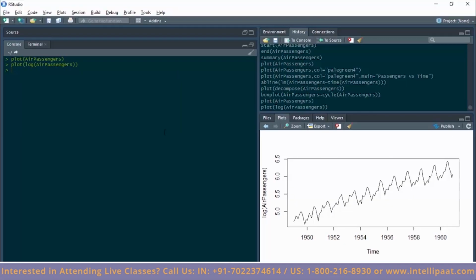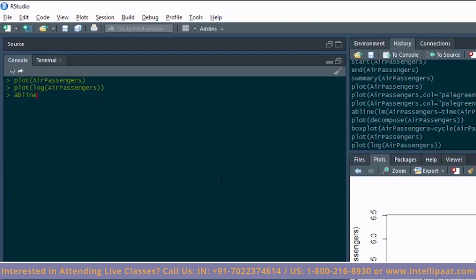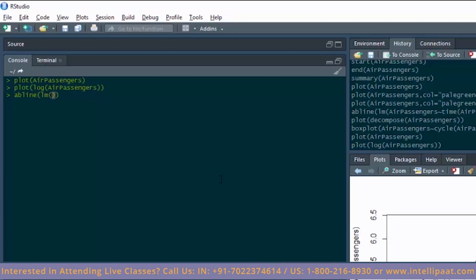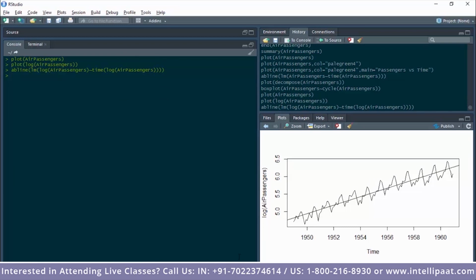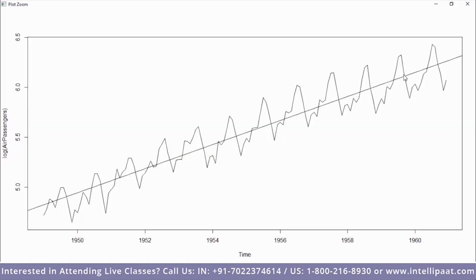Now let's also add the linear line on top of this. ABline, let me use the LM function. And this time the independent variable would be log of air passengers, and the dependent variable would be time of log of air passengers, right? So we've mapped this linear line on top of this. This time what we see is the variance is equal. The distance from this peak to the mean line and the distance from this peak to the mean line is equal. Again, if you have a look at these two peaks, the distance from this peak to the mean line and the distance from this peak to the mean line is equal. So guys, we have used a logarithmic function to make the variance equal.